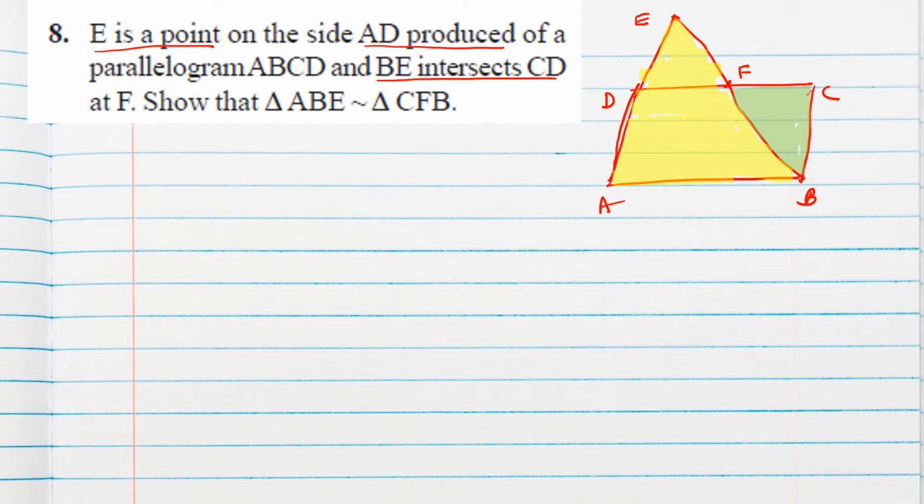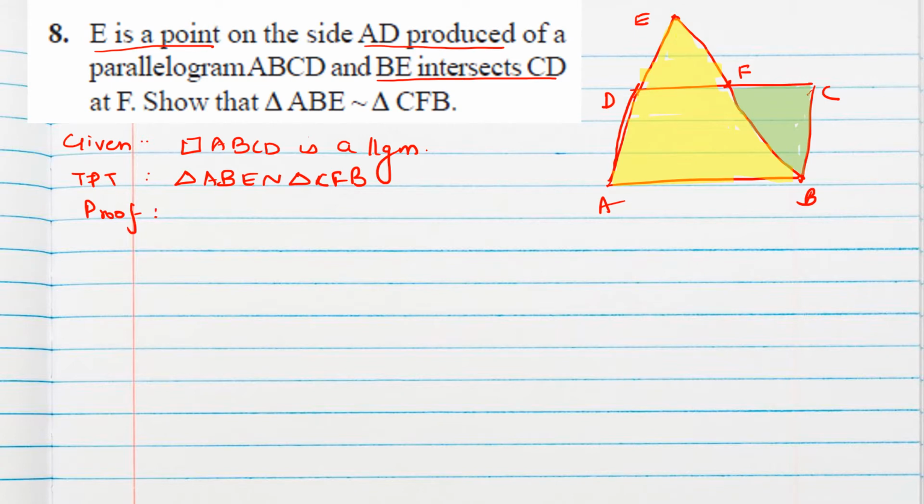So given: quadrilateral ABCD is a parallelogram. Okay. What we have to prove? To prove that triangle ABE is similar to triangle CFB. In proof, these two triangles we have to prove similar. We will consider both the triangles here. And for similarity, we have three criteria in class 10. One is SAS. Then AA criteria is there. And then SSS.